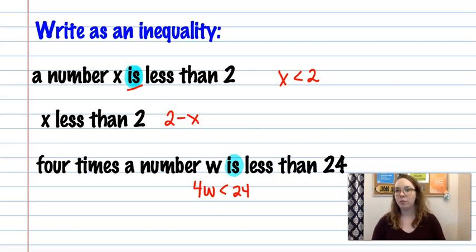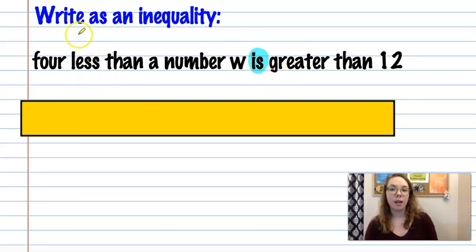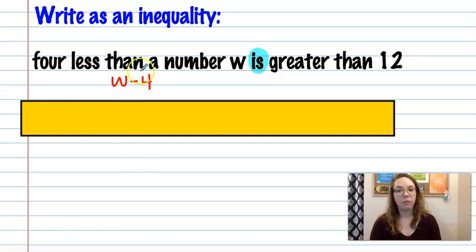I think we just have 2 more here. 4 less than a number w is greater than 12. So this is where our symbol goes because it has the is. Here, just like we talked about on the last slide, 4 less than a number w is subtraction. So w minus 4 is how we would write that because that's 4 less than this number w. And then is greater than, we want a greater than symbol, 12.